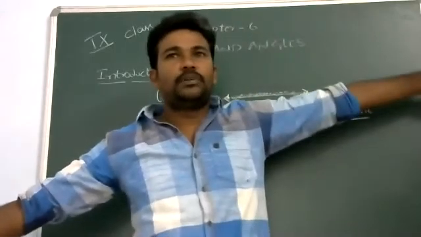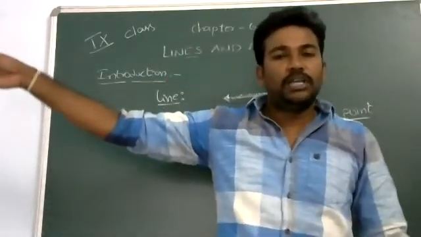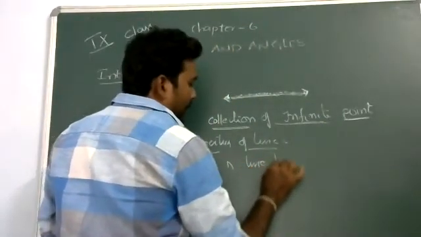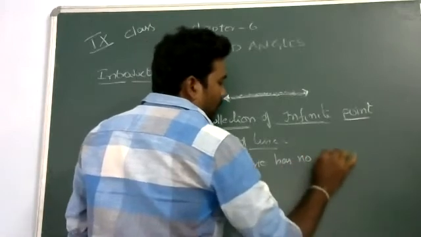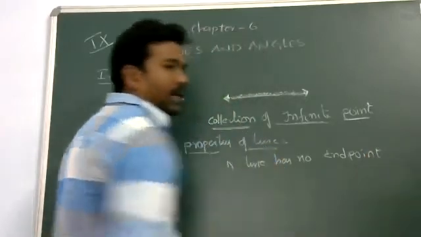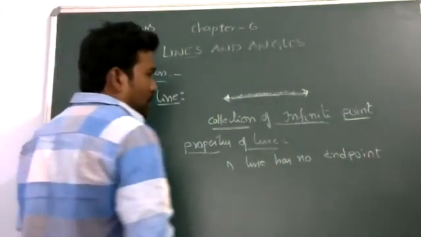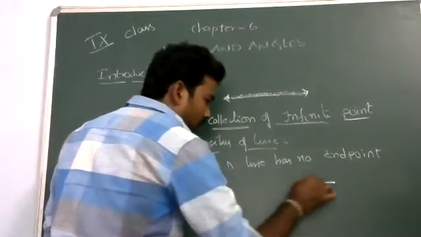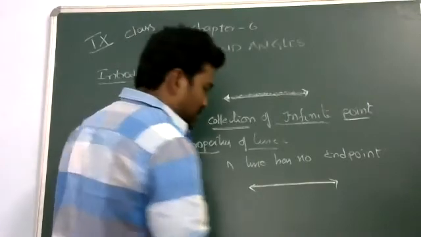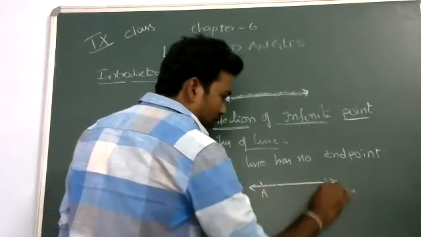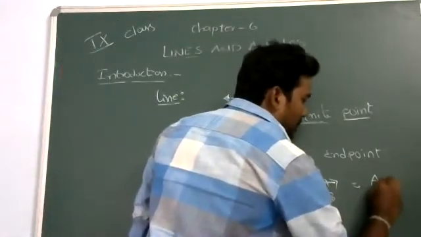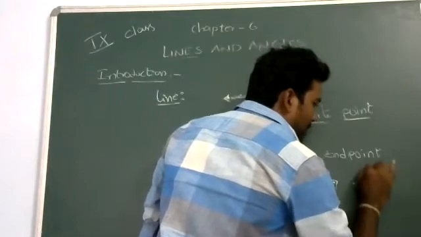On the left side you can extend infinitely, and on the right side you can extend infinitely. So a line has no end point. Then comes how you can represent a line. Suppose this is a line. No end points means you represent it with two arrow marks. This is point A and this is point B. Then we represent it as line AB.